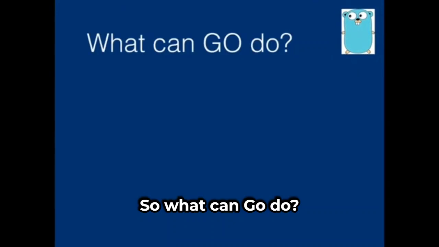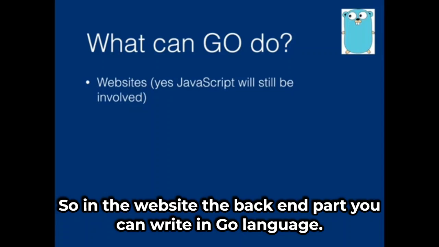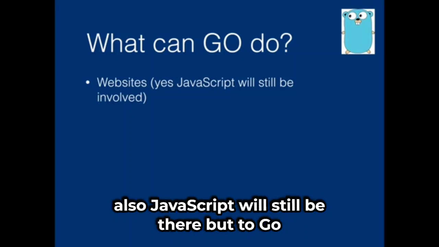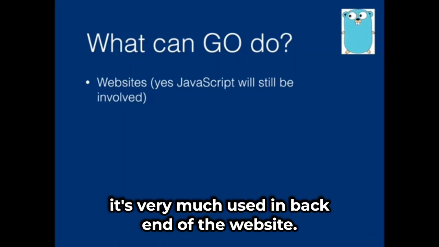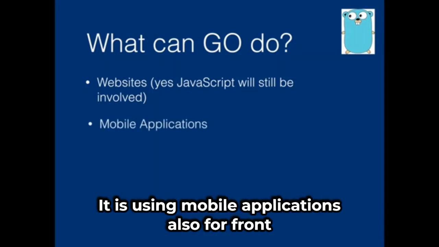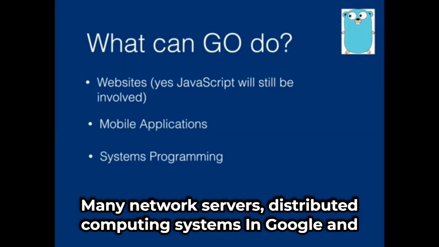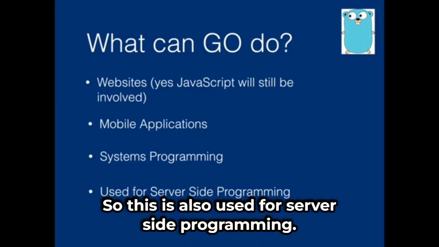So what can Go do? Websites. In a website, the back-end part you can write in the Go language. It is very good for scalable applications. JavaScript will still be there, but Go is very fast and it provides concurrency features, so it's very much used in the back end of websites. Next one is mobile applications. It is used in mobile applications also for the front-end part. Then system programming: many network servers and distributed computing systems in Google and YouTube are using the Go language. It is also used for server-side programming.